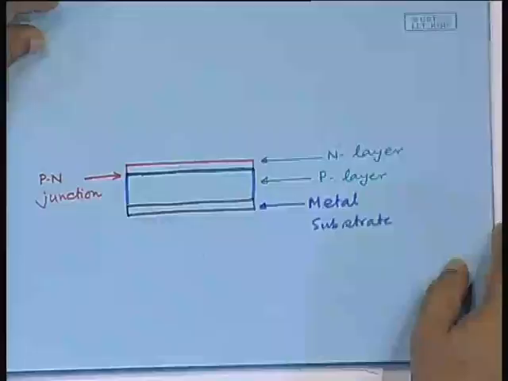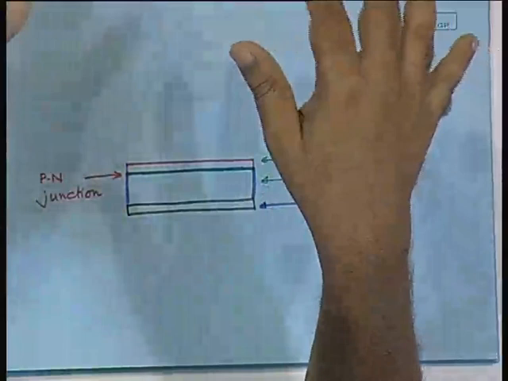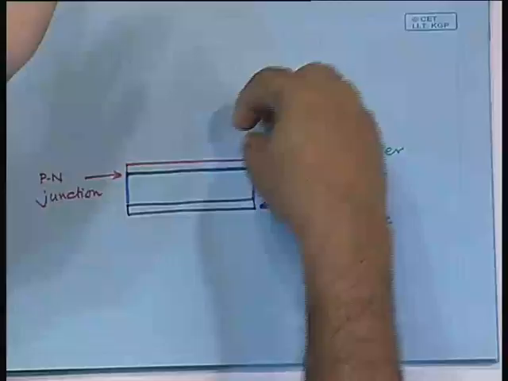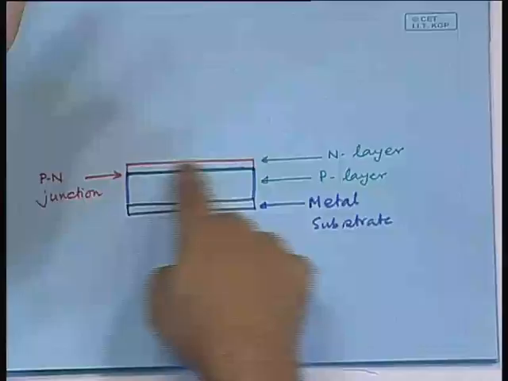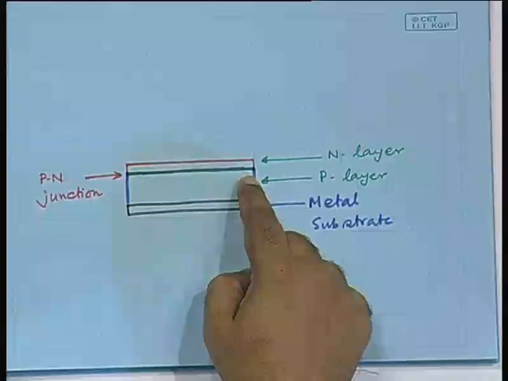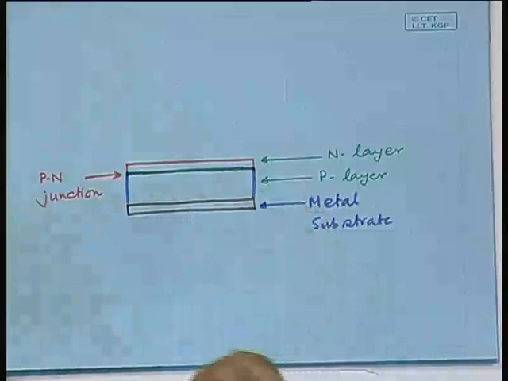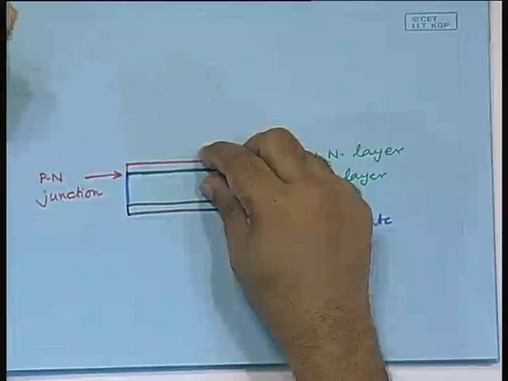Now, this is taken inside a chamber, in which phosphorus vapor is put in. This is heated to a particular temperature, so that the phosphorus vapor goes into the material, thereby creating a layer of N. And the time of exposure and the amount of vapor that you put in decide to what depth it will go. That is why this has to be very precisely controlled.